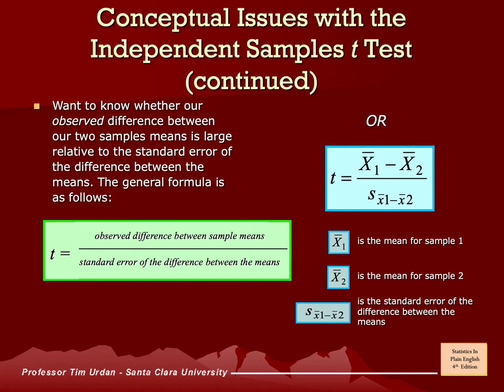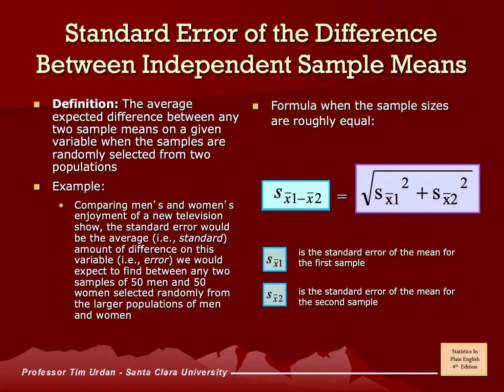Here are some conceptual issues with the independent samples t-test. We want to know what our observed difference is between the two sample means, and we want to know the standard error. So we have this general formula. One of the conceptual issues is that there's quite a lot of calculations that have to happen here. To find your t-value, you've got to go through the standard error process that we already learned about, and then you have to take the difference of your sample means. So it is a bit of a conceptual blocker that you have to do all those calculations.